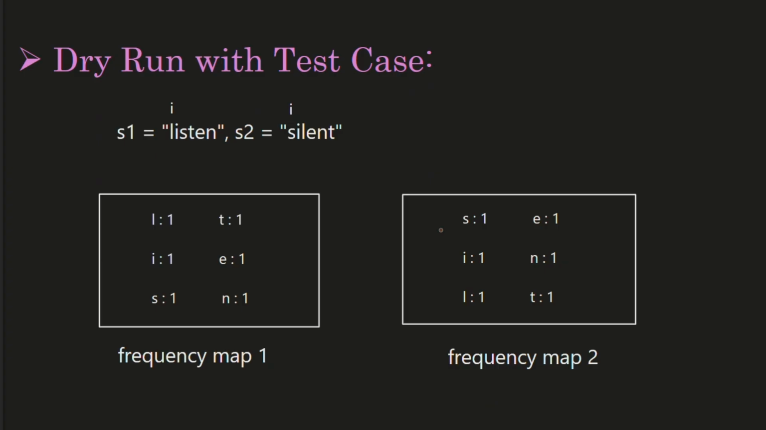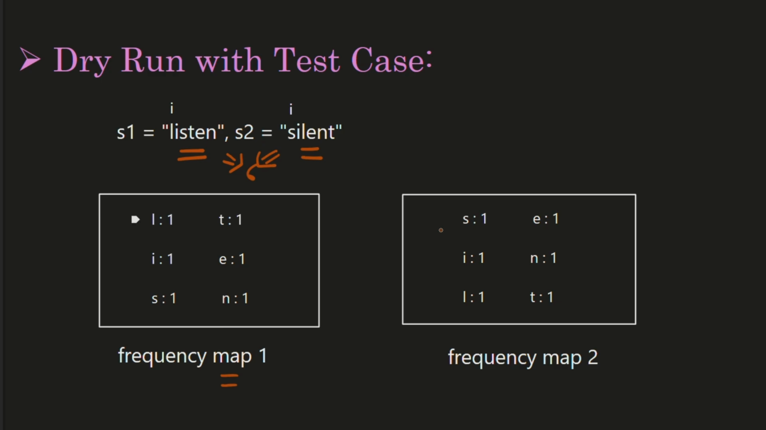Dry run. Example. S1 equals listen, S2 equals silent. Step 1. Length check. Length of S1 equals 6. Length of S2 equals 6. Same length, continue. Step 2. Build frequency map for S1. Start with empty map frequency1 equals empty map. Traverse S1 character by character.